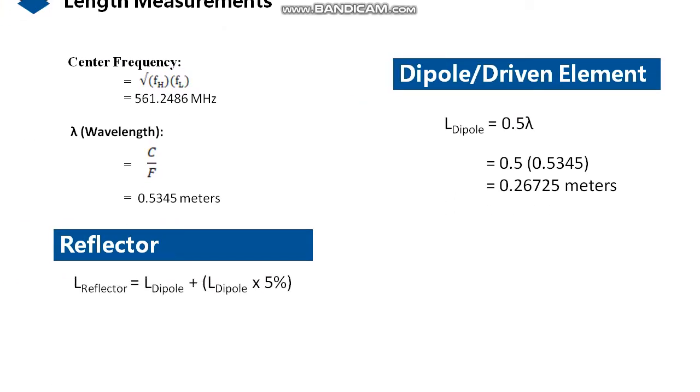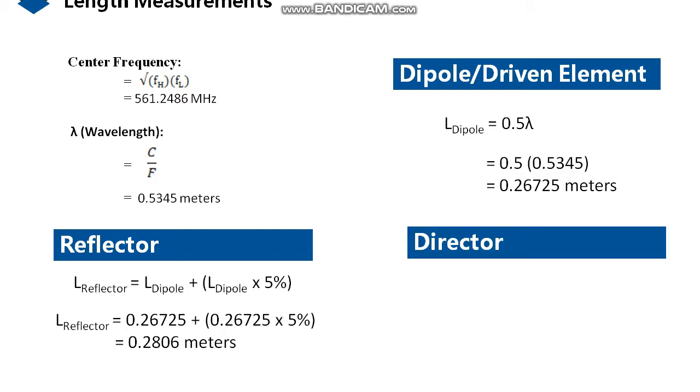The reflector is made to be about 5% longer than the driven element. So the length of the reflector is equal to the length of the dipole plus the length of the dipole times 5%. So for the length of the reflector, we have 0.2806 meters.